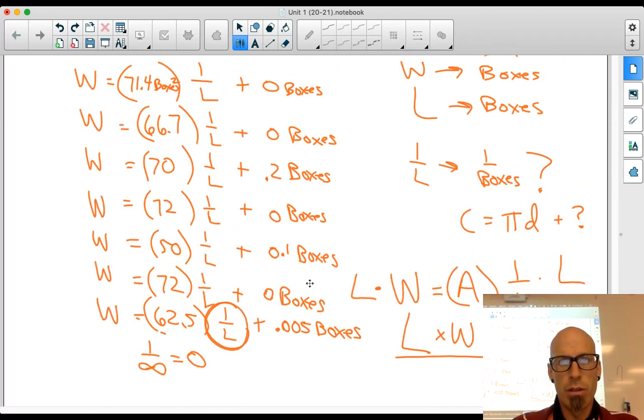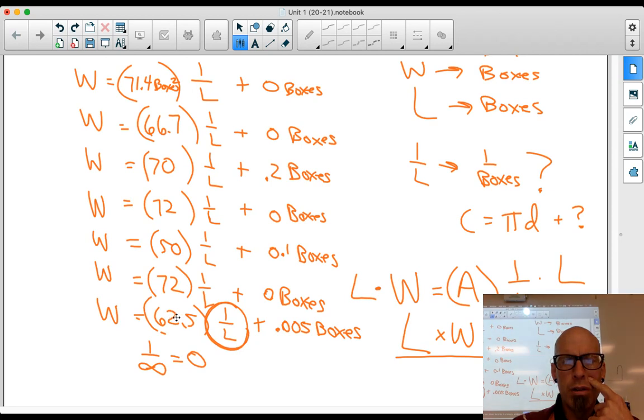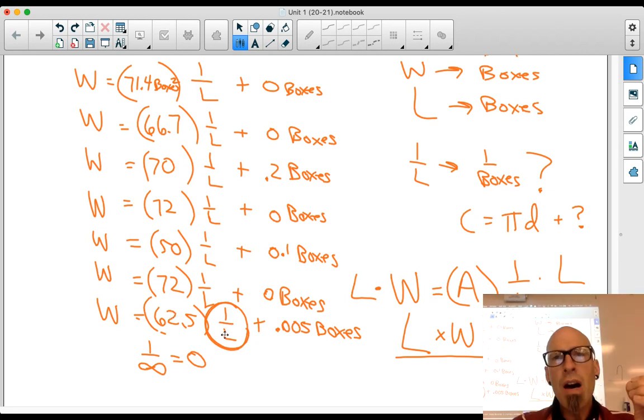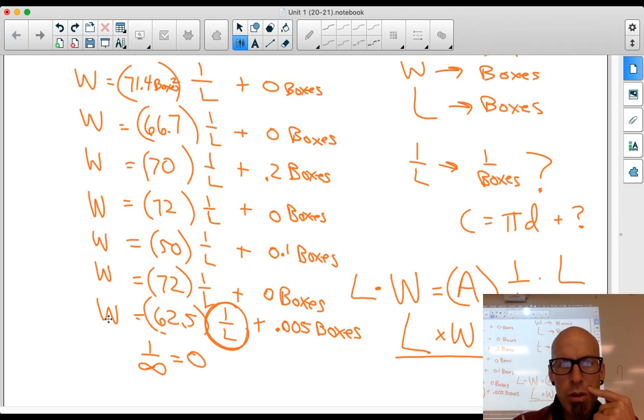For these equations, if L is 0, if the length is 0, that's 1 divided by 0 times your slope. 1 divided by 0 is undefined. So instead of 1 over 0, it would have to be 1 over infinity. As your length gets bigger and bigger to infinitely large, that's making 1 over L get closer to 0. And 0 times your area should equal 0.